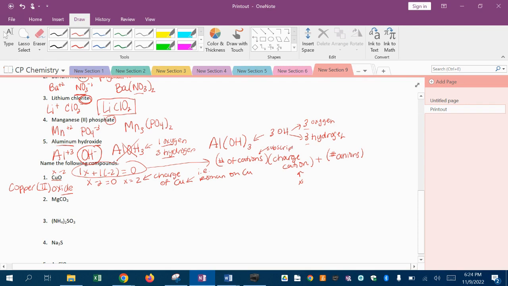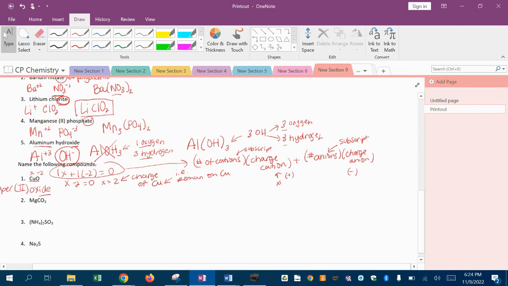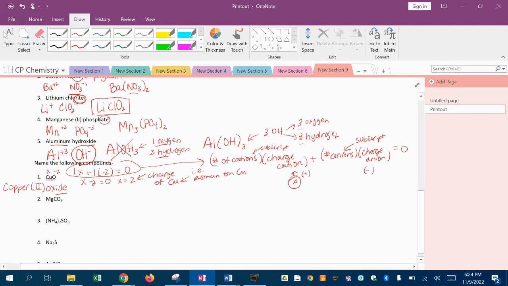Remember the subscript's the little number. Here you're going to look at the subscript. And then you're going to multiply the number of anions times the charge of the anion. It's going to be a negative, right? So this is going to be a positive number here. This will be a negative number. And it's a compound, so it has to add up to 0. So you will be solving for this x. And eventually some of you are going to be able to do it in your head, and that's great.